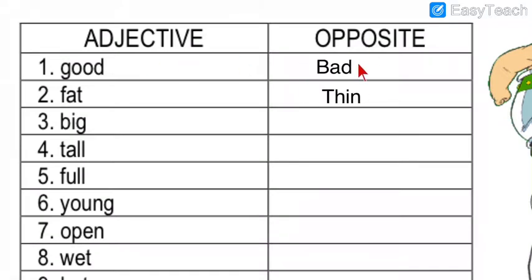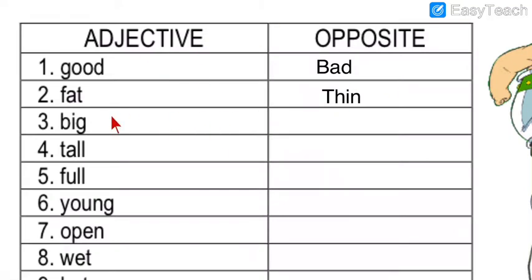Okay, good, bad, fat, thin. So you have to write in the book: good equals to bad, fat equals to thin. If you just put a dash, it will be more convenient. Good, bad, fat, thin. I hope you are writing in the rough book.